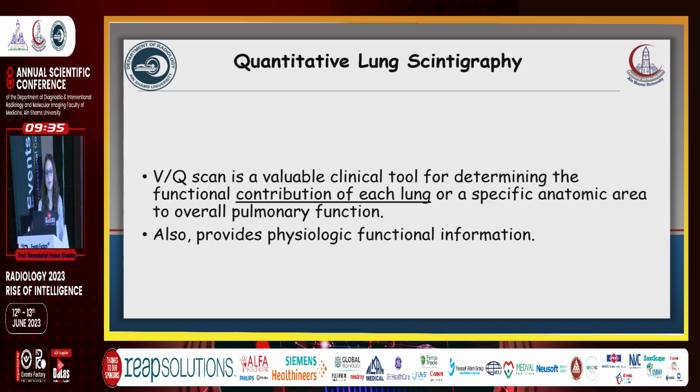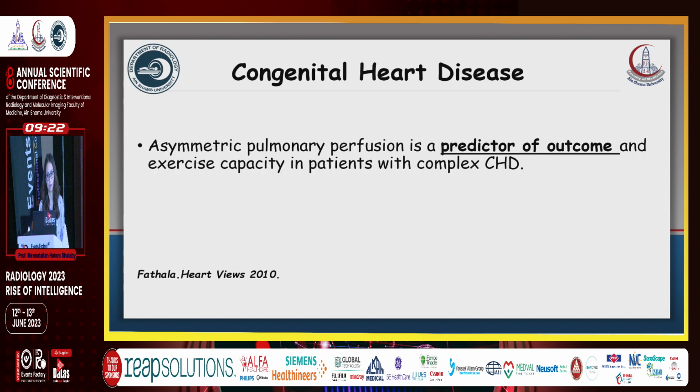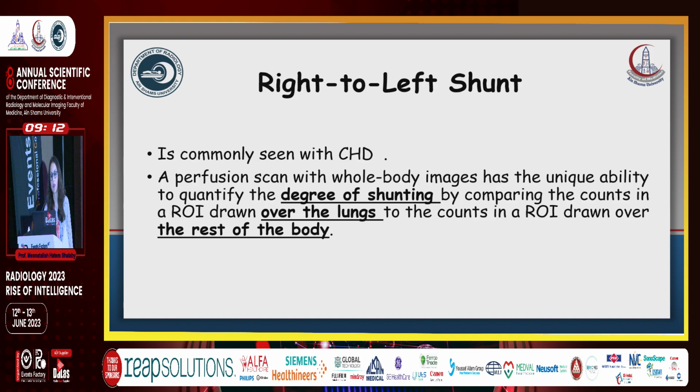The VQ scan is a valuable clinical tool for determining the functional contribution of each lung or a specific anatomic area to overall pulmonary function. It also provides physiological functional information, such as in congenital heart disease. Asymmetric pulmonary perfusion is a predictor of outcome and exercise capacity in patients with complex congenital heart disease.